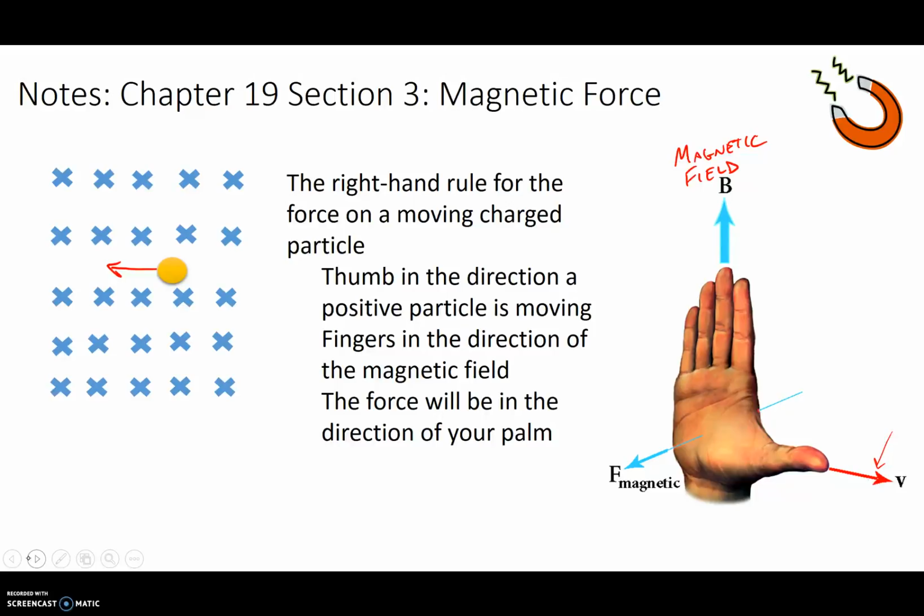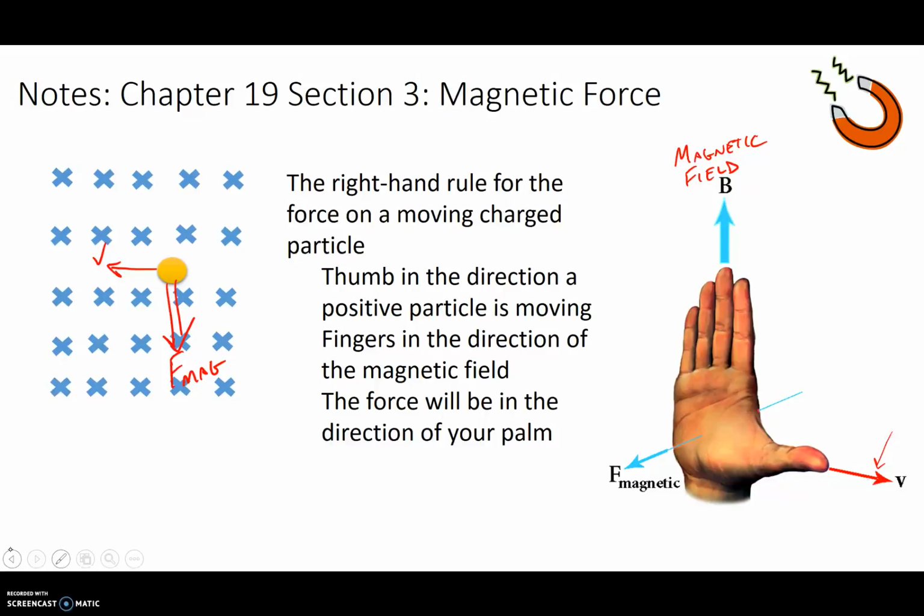Now the X's, does that mean in or out? You guessed it. That means it's going in. So we got our fingers going into our computer screen, our thumb going off to the left. Our palm is facing which way? Hopefully, if you use your right hand, it would be pointed down. So our magnetic force is going down. And so that's the simple, easy, basic way to figure out the direction of all of these things.